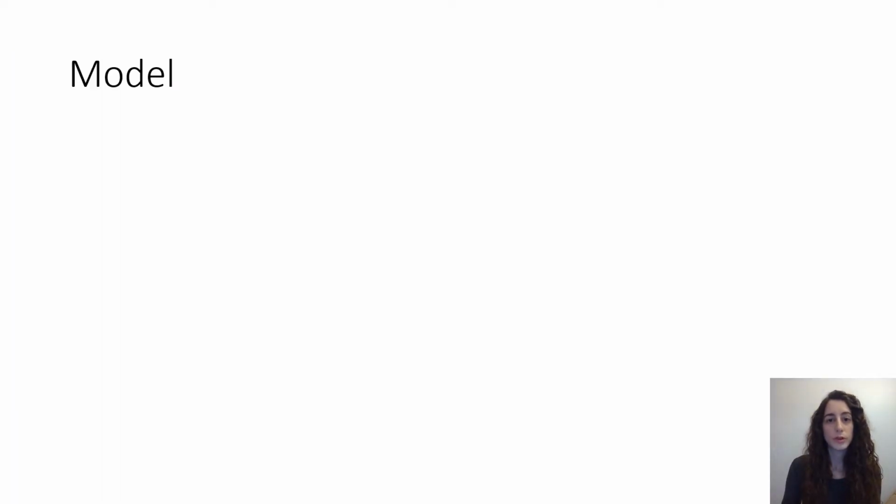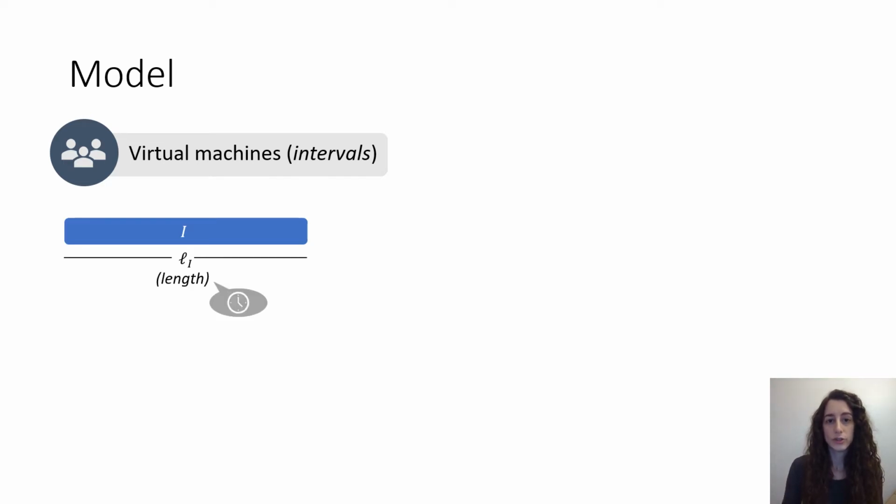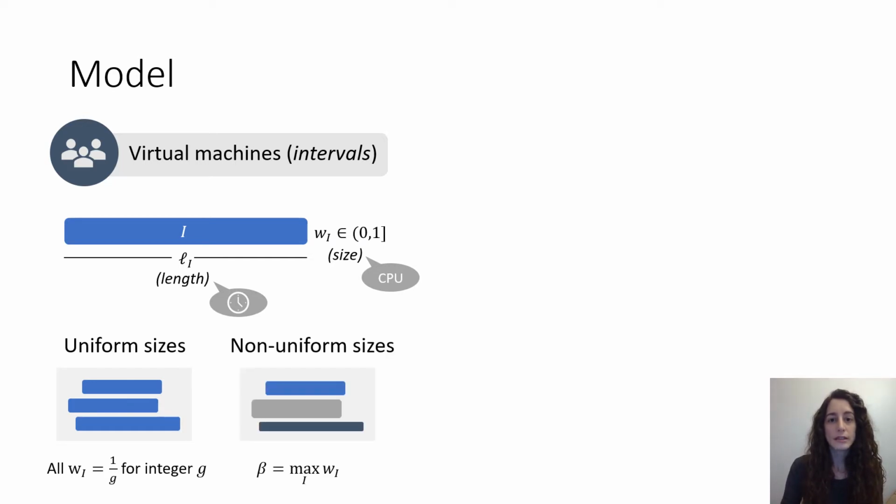From now on, we will refer to the VMs also as intervals. Each interval I has a length Li, which is its duration, and a width or size Wi, and you can think of this as the CPU that it requires. All sizes are between 0 and 1. We will discuss two settings in terms of the widths. In the first, all VMs, or intervals, have the exact same width, while in the second, the widths are arbitrary between 0 and 1.